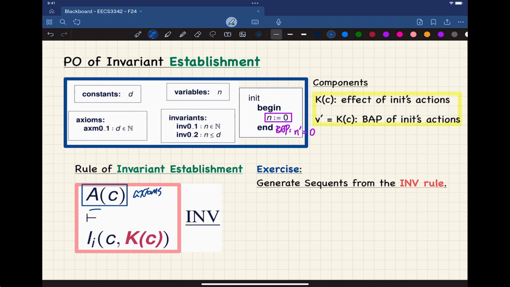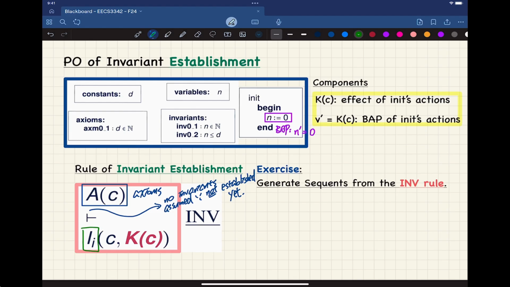And then you may also want to make a note over here. No invariants to assume. Because they simply have not been established yet. Right? The very purpose of the init event is to establish the invariants. So that's why there's no invariant to assume to begin with, because not established yet.